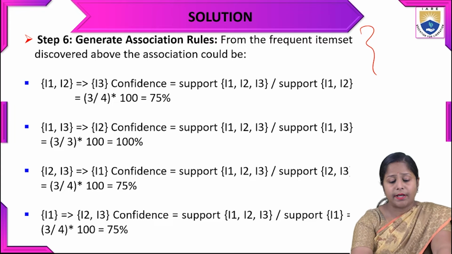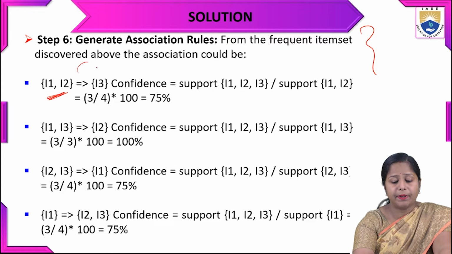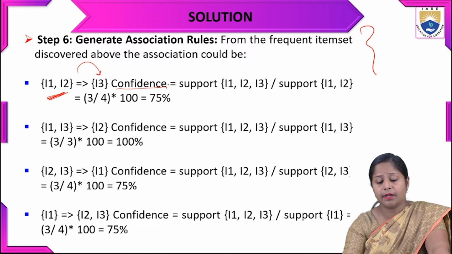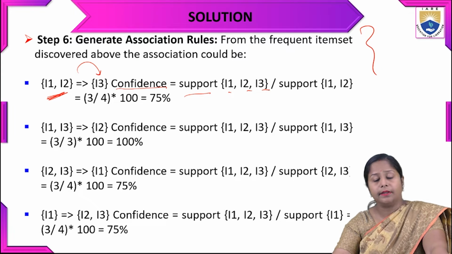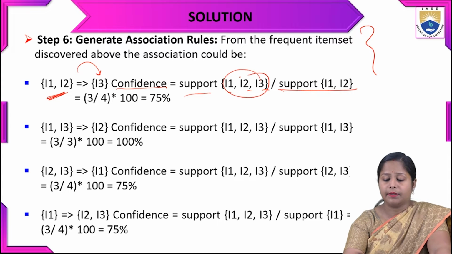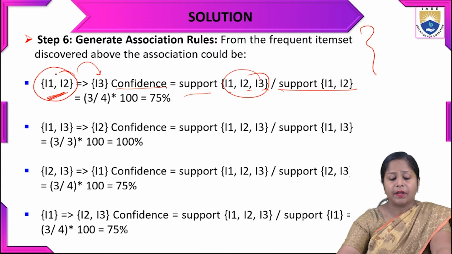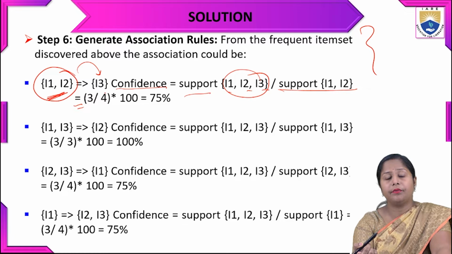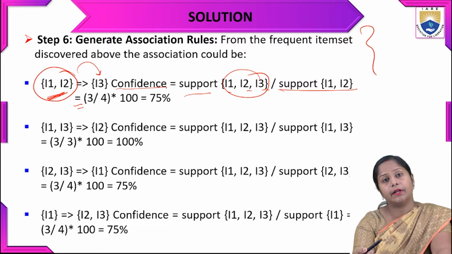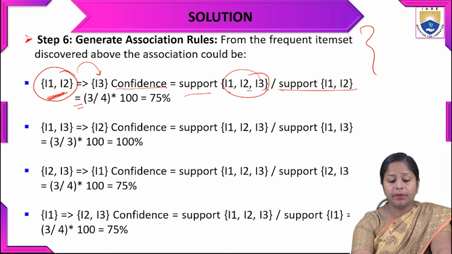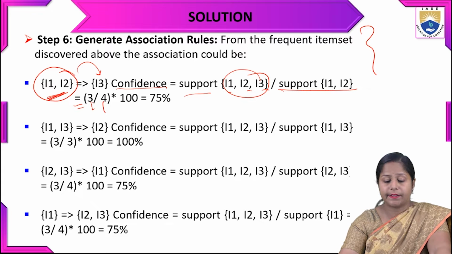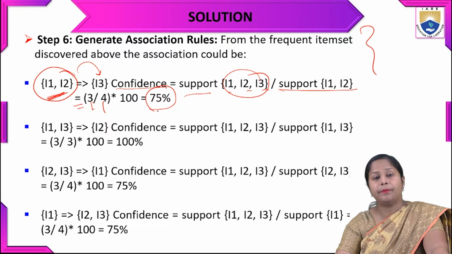Now I1, I2 depends on I3. For that we will calculate the confidence. Confidence will be the support of I1, I2, I3 divided by the support of I1 and I2. So it is the support of all items divided by the support of the antecedent items. That is in the first table, where we count the frequencies and then divide. So that will be 3 by 4 into 100, because we have to find it in the form of a percentage. So that will be 75%, right?